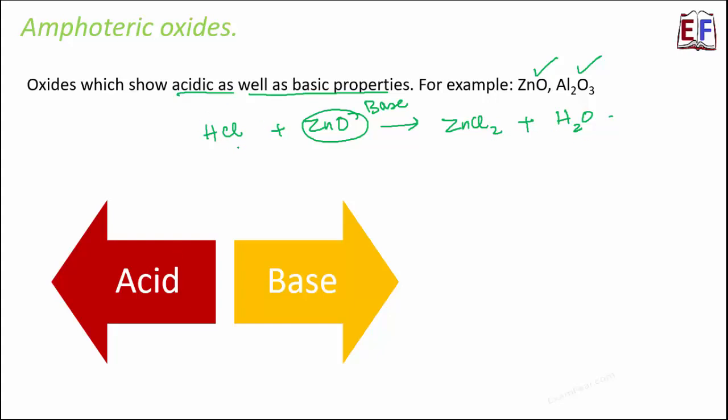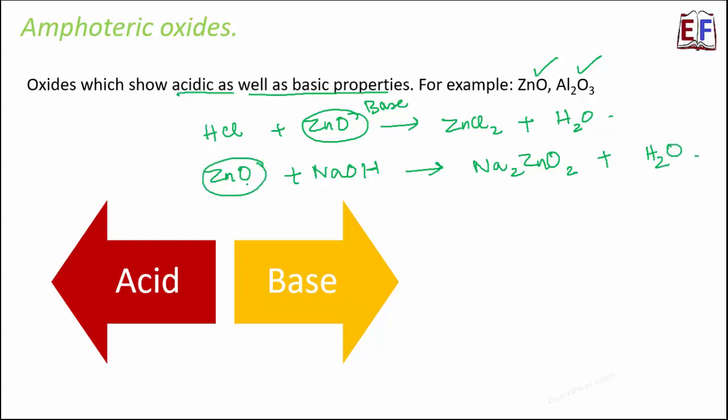Whereas if the same zinc oxide reacts with NaOH, what do we see? We see that it forms Na2ZnO2 plus H2O. So here it shows that zinc oxide in this case reacts with a base to form a salt plus water. That means here in this case, zinc oxide behaves like an acid. So zinc oxide and aluminium oxide are two such metal oxides which behave as an acid as well as a base, and such oxides are called amphoteric oxides.